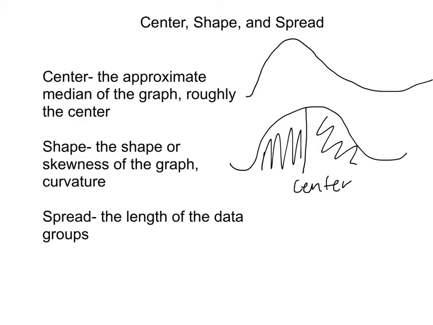And so then also another concept is spread. Spread is the length of the data groups. So if all the data is in numbers 1 through 5, that's a pretty small spread. But if it's 1 through 100, you're going to have a lot larger spread, a lot more variation between figures.